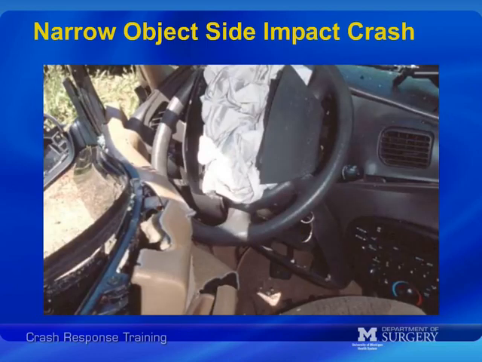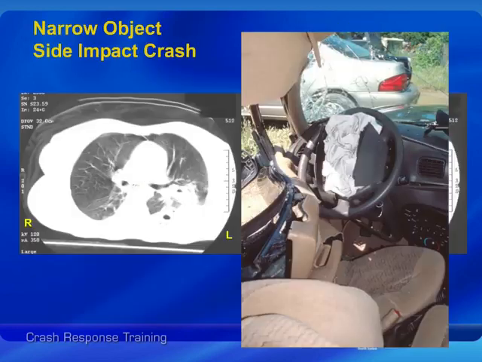This view from the back seat shows the intrusion from a different perspective. Notice how the B pillar has come in to the midline of the vehicle. Completely predictably, this driver sustained contusions to her left posterior lung from the intruding B pillar.